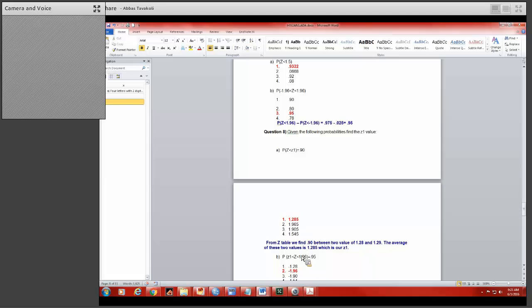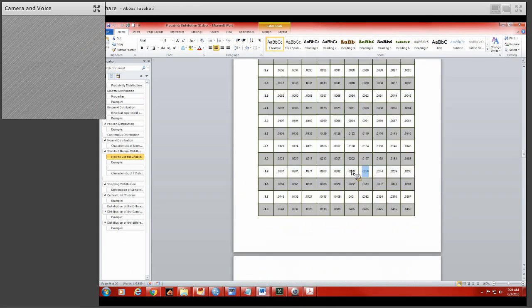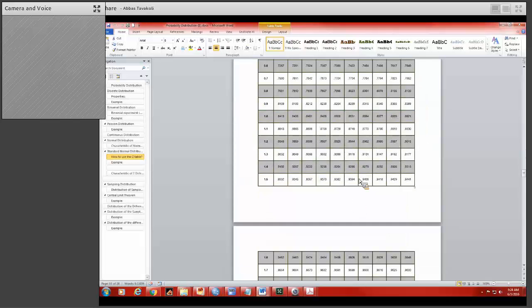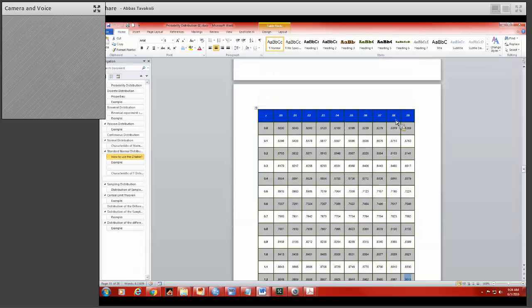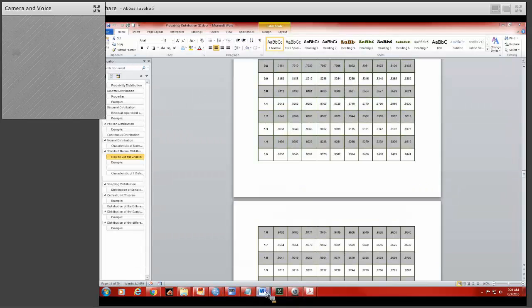What is the value? If you look at the table, 0.90, I put 1.285, the exact value, because you have to find 0.90 in the body of the table. So 0.90 is somewhere between these two values actually. So you can average 1.28 and 1.29. That's what I got. So either one, if you select, is correct. So that was the closest answer.